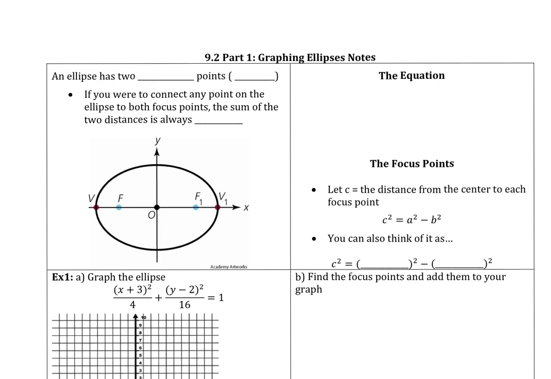So an ellipse has two vertices, also two focus points called foci. If you were to connect any point on the ellipse to both focus points, the sum of the two distances is always a constant.